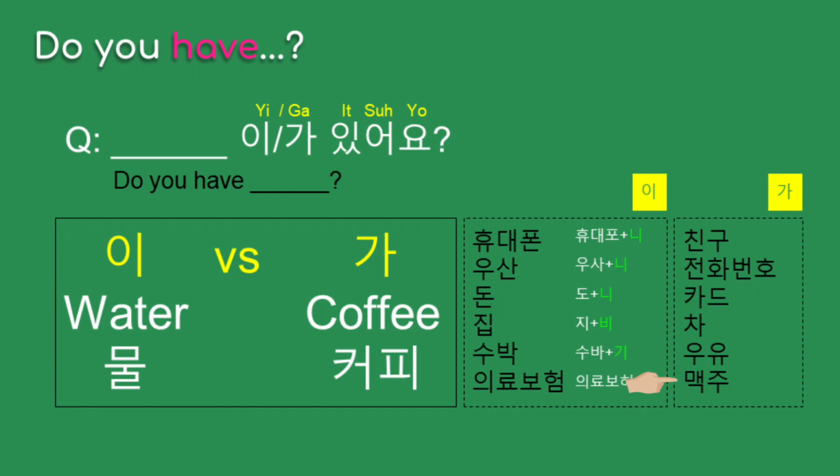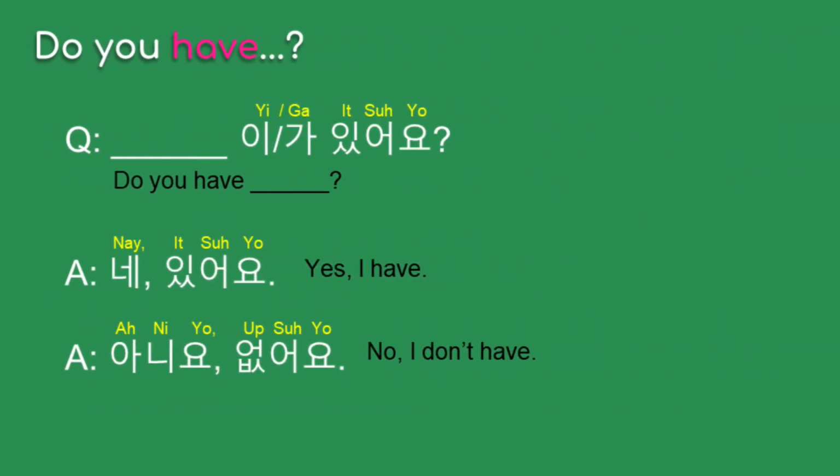Do you have beer? So unintentionally it became kind of a beverage series here. 차, tea, 우유, milk, 맥주, beer. Those are all without 받침. So 차가 있어요. 우유가 있어요. 맥주가 있어요. But 물, water, has 받침. So it's 물이 있어요. Alright?